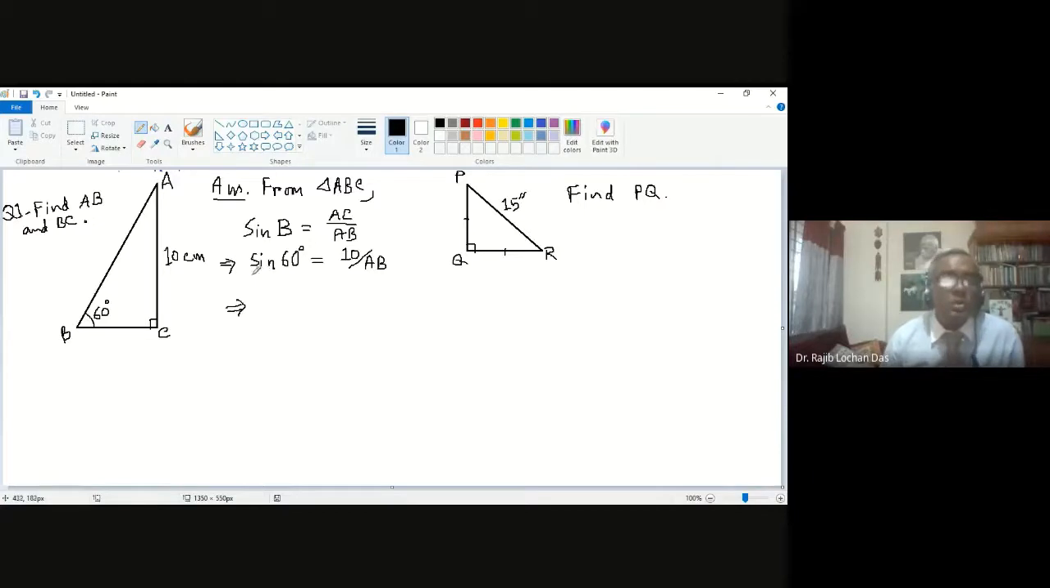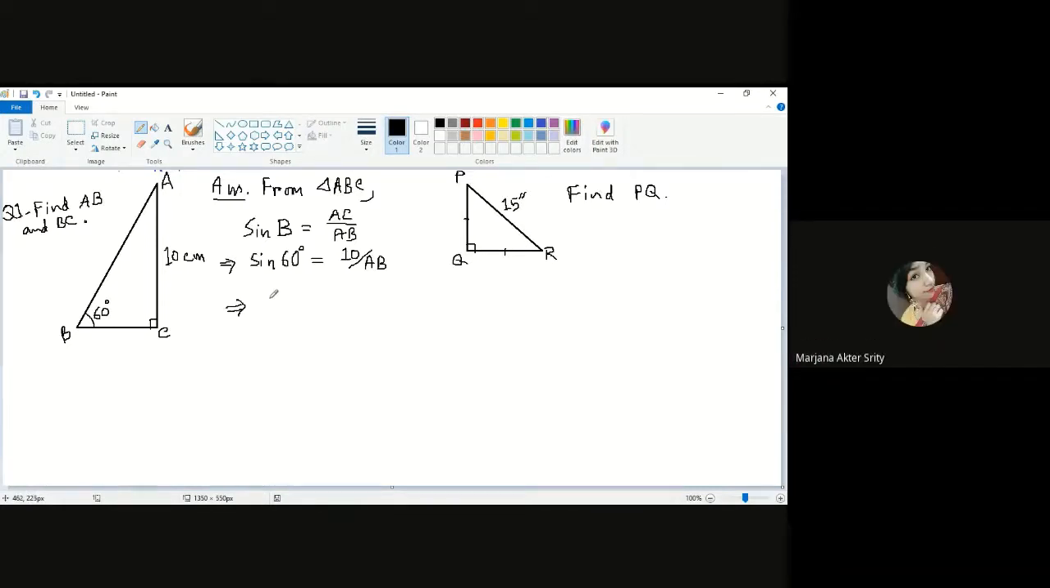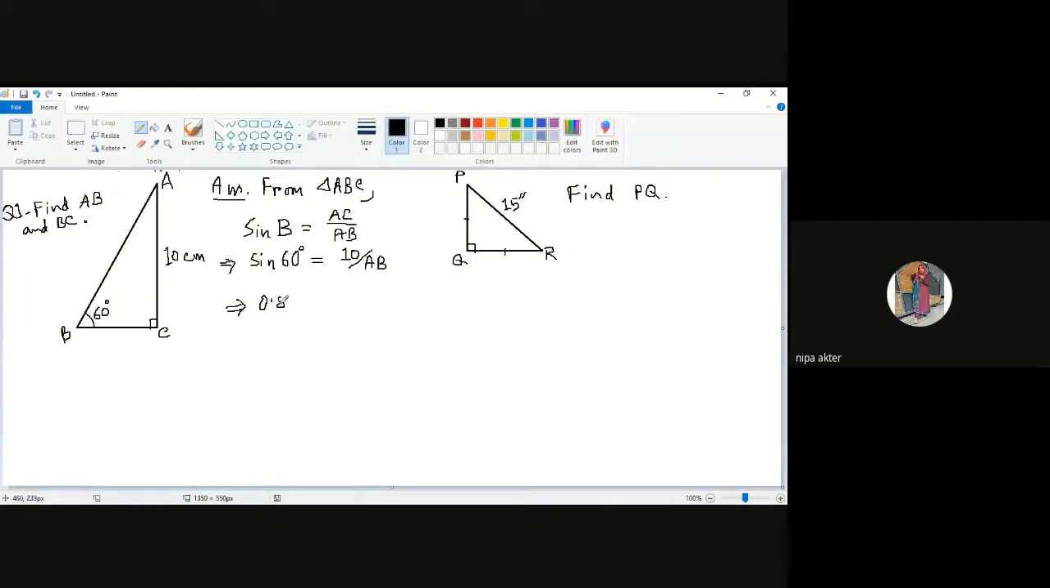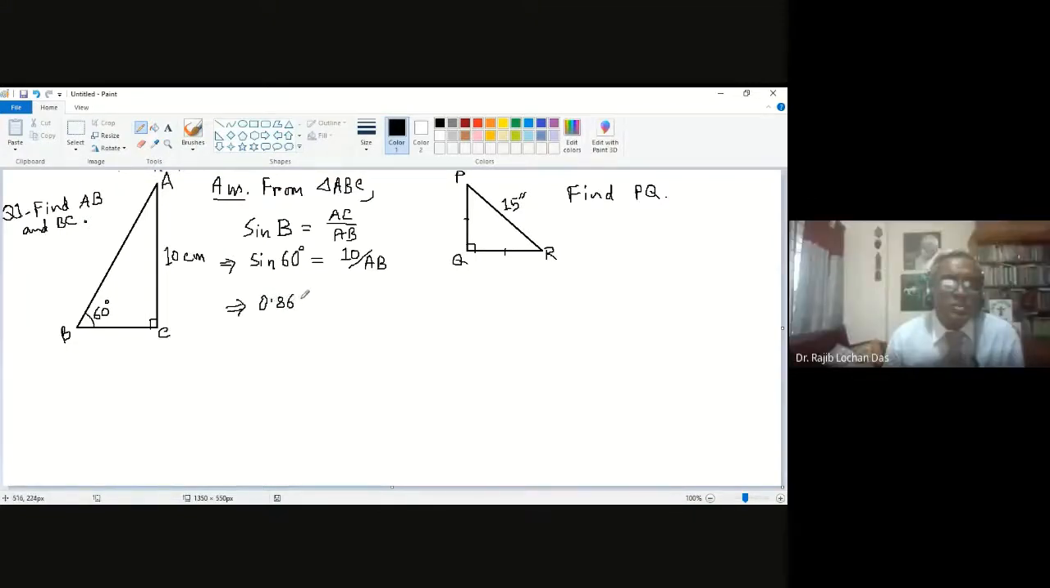And this time you will not use shift. It is not inverse. It is just the sine button and then 60. So the answer will come. What is the answer? 0.86, 0.8602. Okay, so this is your sine 60 degree, and you have 10 divided by AB.